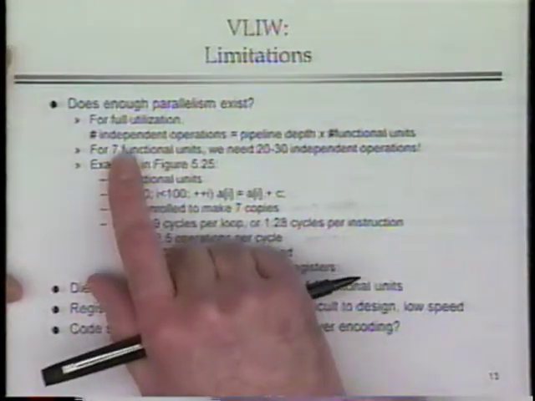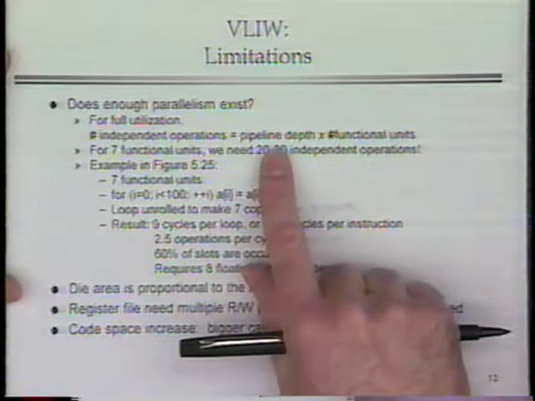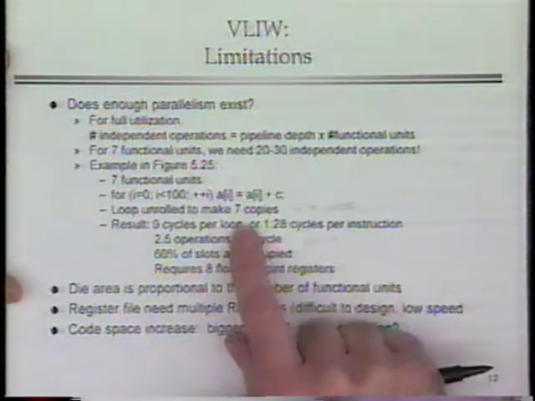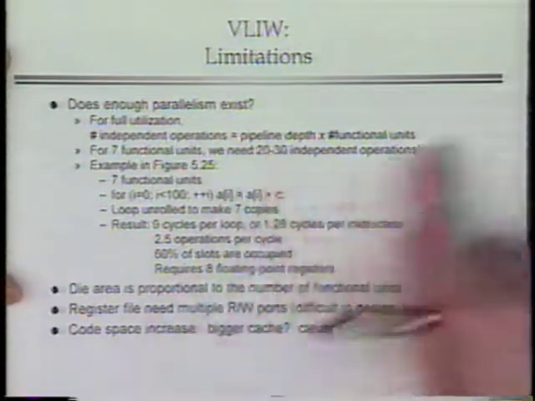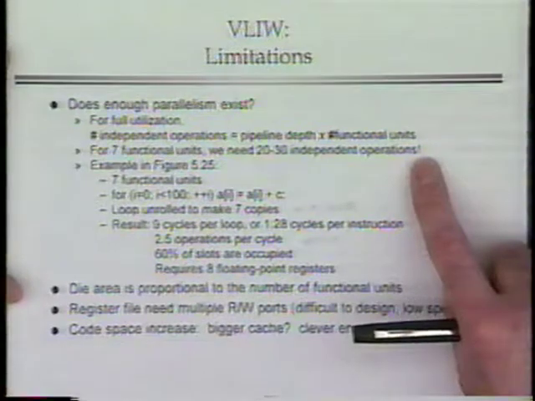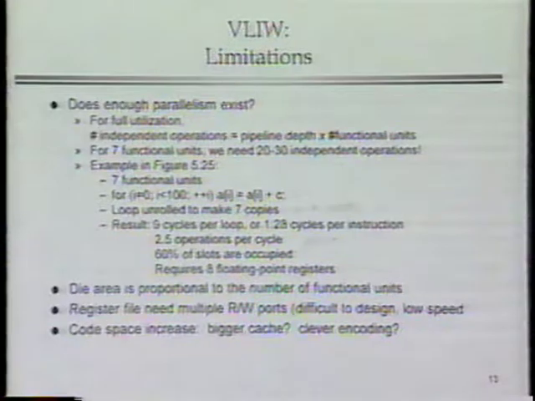One of the questions is, how good can this do? Is, in fact, there enough parallelism in most programs in order to take advantage of the multiple issue that a VLIW instruction stream can give you? Well, you need a lot, because if there are, let's say, 6 pipeline stages in your pipeline, and you've got 6 or 7 functional units, then you could keep 20 or 30 independent operations going on at one time. And it's very difficult in most programs to find that level of instruction level parallelism.